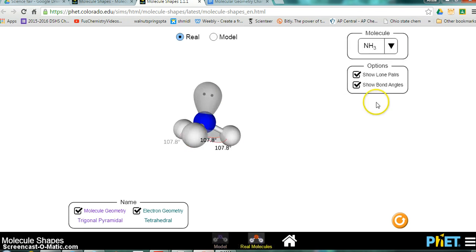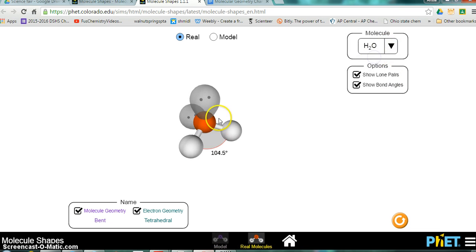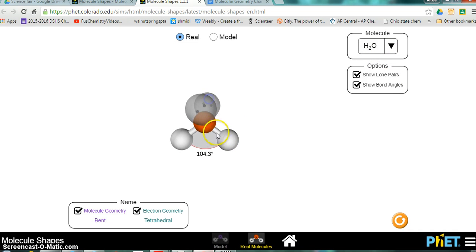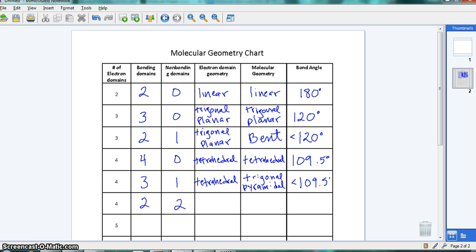And if we look at a real molecule, water is a bent structure. It is the most common example of bent, and you can see our bond angle is less than 109.5. It's actually about 105. All right, so back here, let's put in tetrahedral.